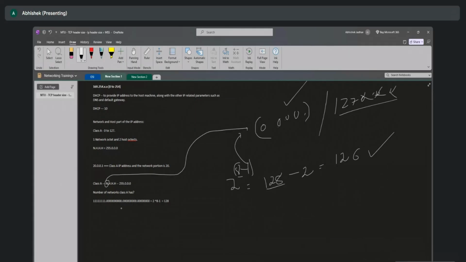So now, in a class A network, how many host bits are remaining with us? Overall, we have 8 into 3, which is 24 host bits remaining with us, right? And from this, we remove one address for the network, and we remove another address for broadcast purposes.